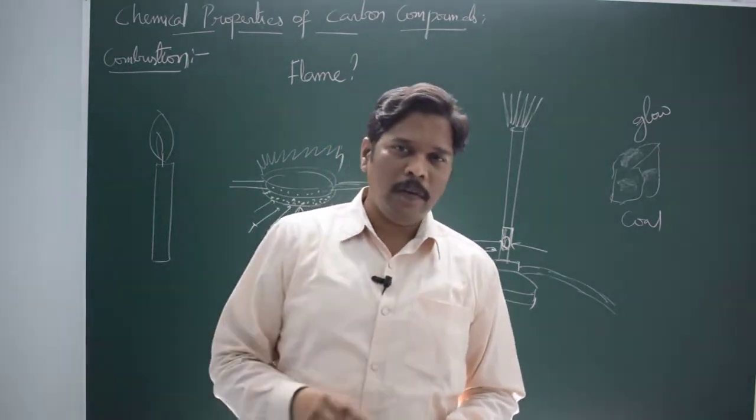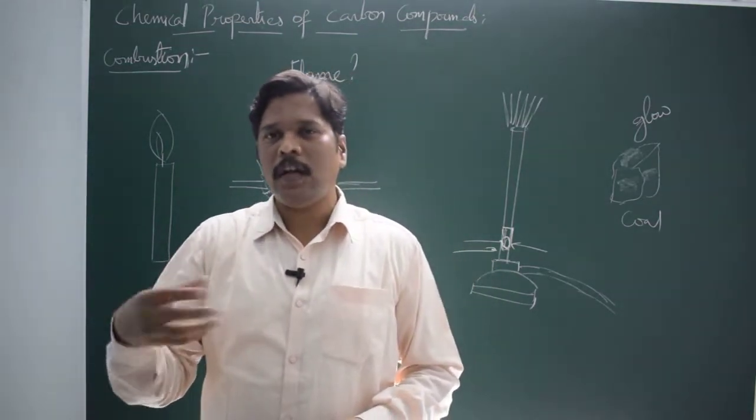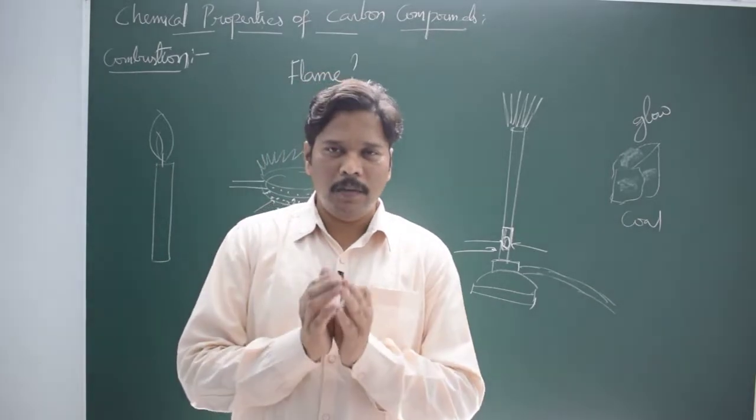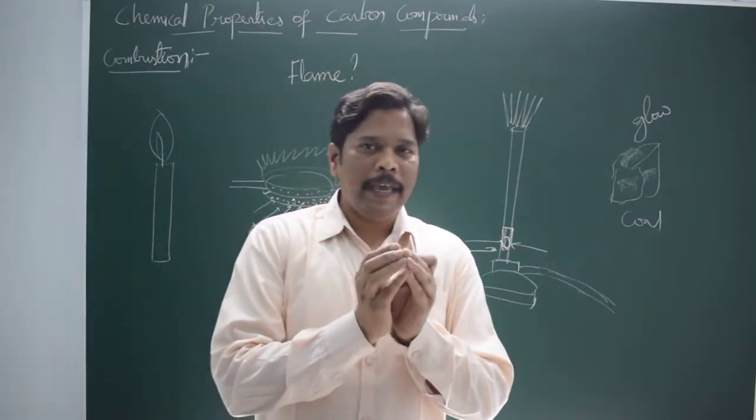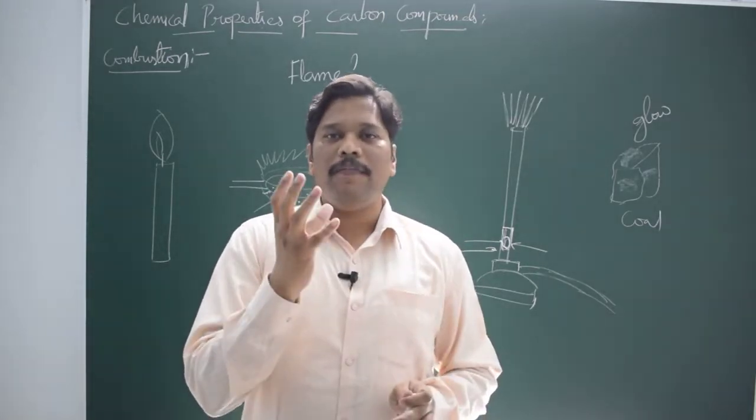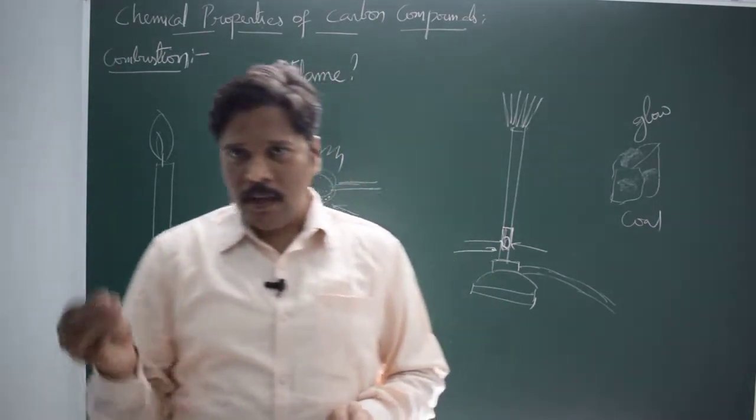So coal does not produce a flame, even though it undergoes a combustion reaction. We can identify this because it produces a large amount of heat energy just by showing a reddish glow instead of a flame. So what is the reason for a flame?